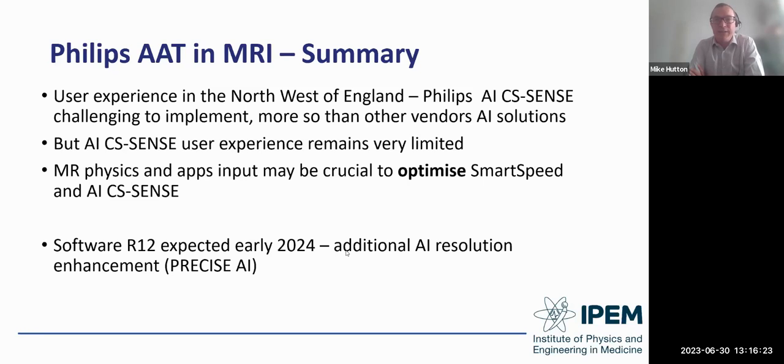So you don't need an MR physicist to turn AI CS Sense on, for example, and knock your acceleration or reduction factor up by a little bit. But if you want to optimize them, a lot more work is needed.